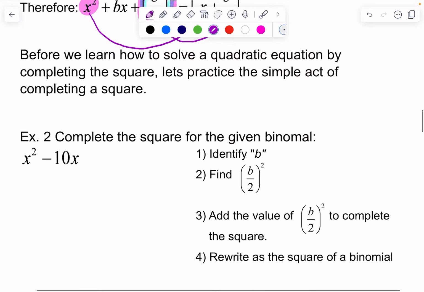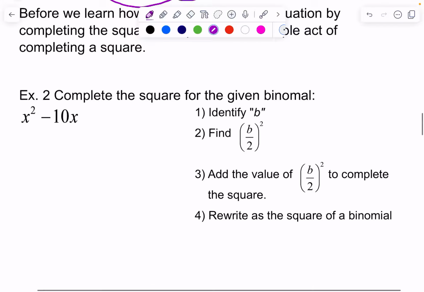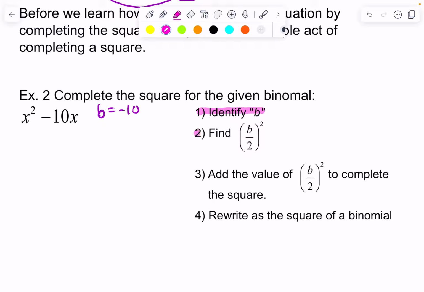Now, before we learn how to solve a quadratic equation by completing the square, let's practice the simple act of just completing a square. Step 1, we identify the b. In this case, b equals negative 10. Step 2, we find (b/2)². Negative 10 over 2 equals negative 5, and we square it, leaving it in that form, because we're going to add the value of (b/2)² to complete the square.